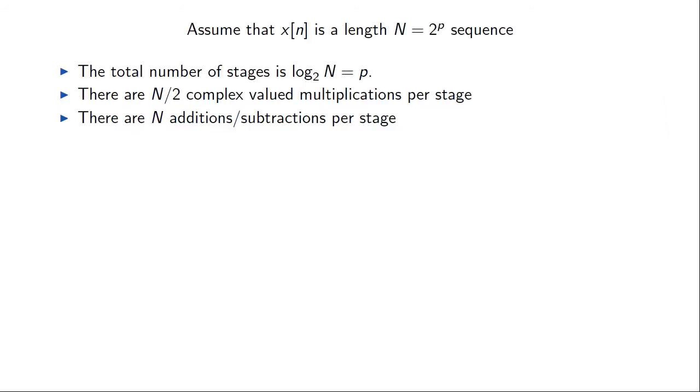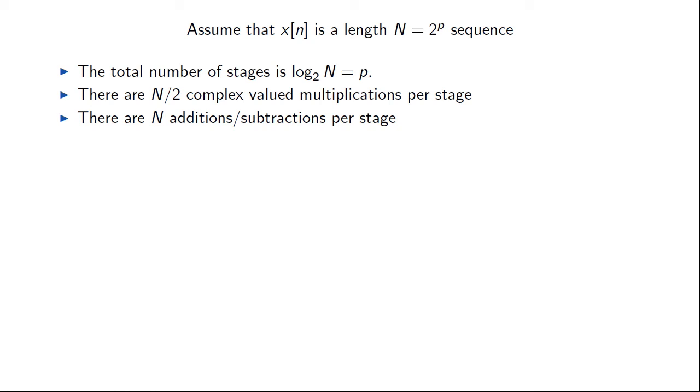And to see this, if we have a sequence of length n, which is equal to 2 to the p, where p is an integer, the number of stages, or the number of divisions of x of n in order to arrive at the 1-point sequences, would be p, or equal to log 2 of n. And there would be n over 2 complex valued multiplications per stage. The way to see this is to see that overall there are n values which get propagated from one stage to the next. However, only half of those values get multiplied by these complex exponentials, so there would be n over 2 complex valued multiplications per stage. So the total number of multiplications would thus be n over 2 times log 2 of n.